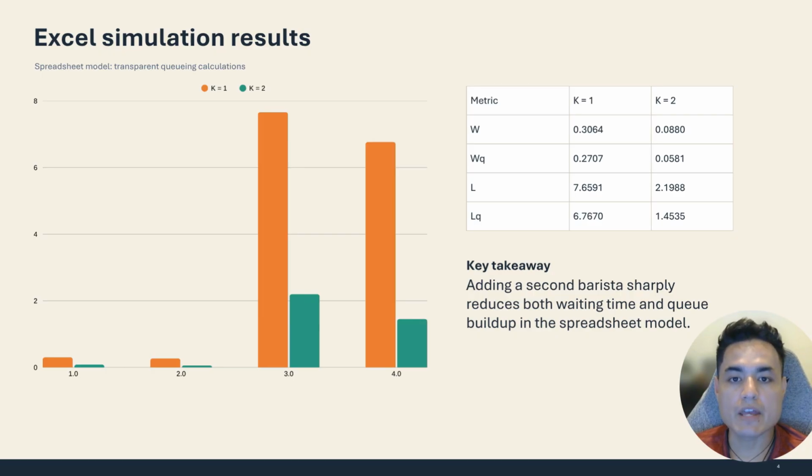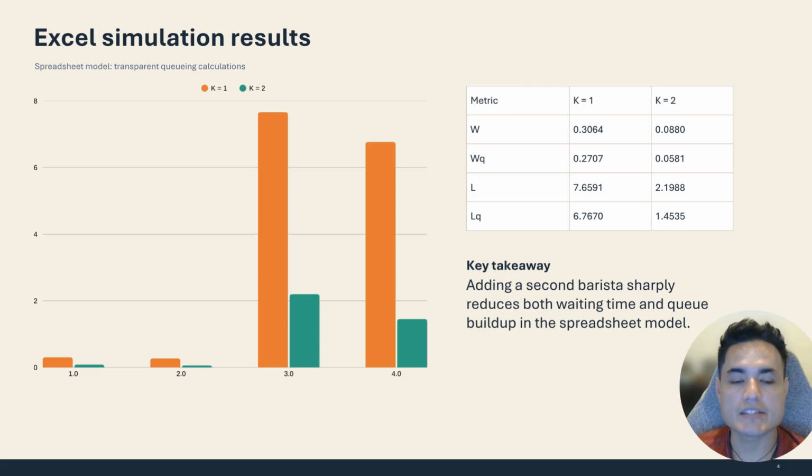In Excel, we compared k equals 1, which represented one barista, and k equals 2, which represented two baristas. For the one barista scenario, the average time in the system was 0.3064 units per minute, and the average waiting time in the queue was 0.2707 units per minute. The average number of customers in the system was 7.6591, and the average number waiting in the queue was 6.7670. When we changed the model to two baristas, the results improved significantly.